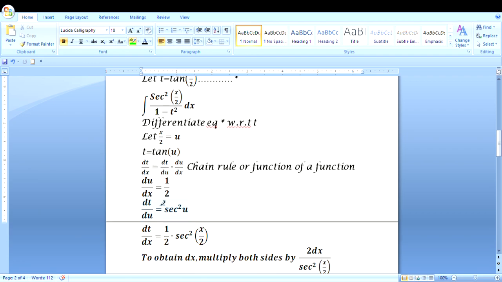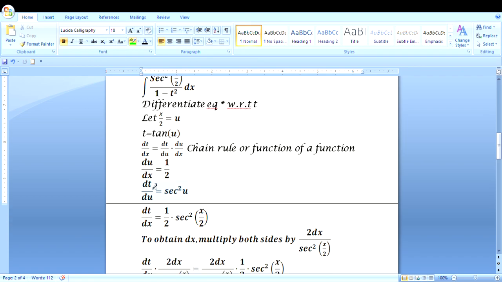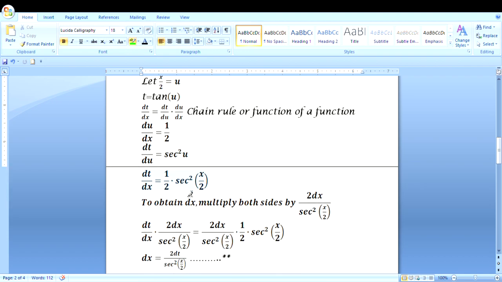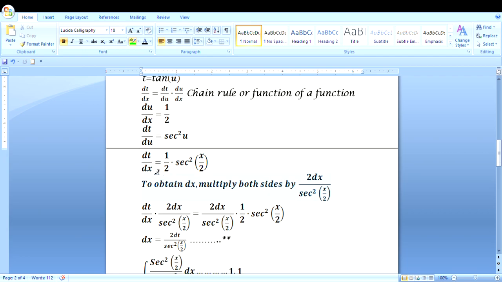Okay, so that du over dx is equal to 1 over 2, and dt over du is equal to sec square u. So the derivative of tan is sec square of the variable. Here du over dx is equal to 1 over 2, so we obtain dt over dx equal to 1 over 2 times sec square x over 2.